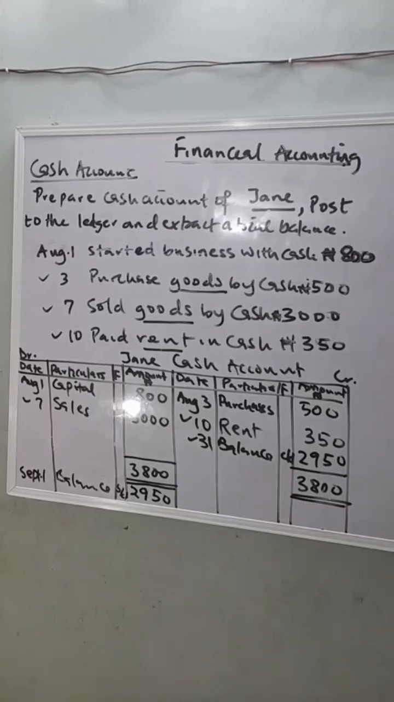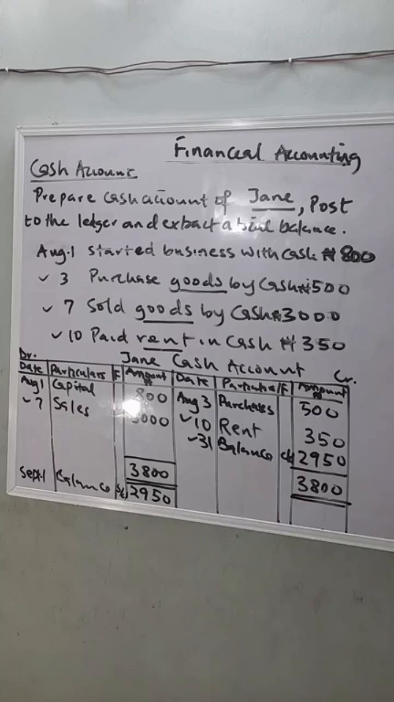This is cash book, part 2. If you look at the board, the question says, prepare cash account of Jane, post to the ledger, and extract a trial balance from August 1, August 3, August 7, August 10. Last week, we were able to prepare Jane's cash account, debiting money coming in and crediting money going out. And the cash book is what you are seeing on the board.